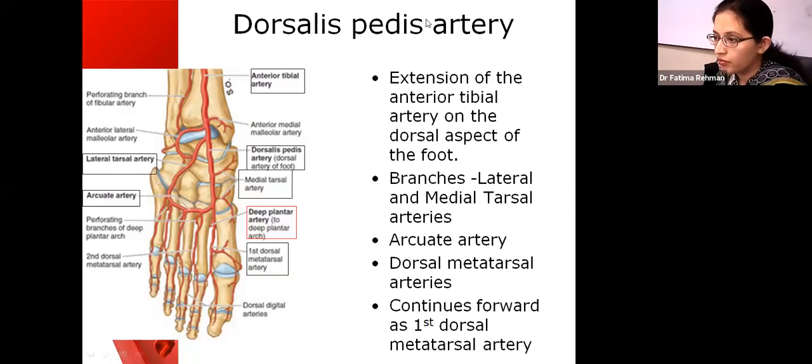The arteries forming the genicular anastomosis are the descending genicular branch of the femoral artery, and the superior, middle, and inferior genicular branches of the popliteal artery. They are responsible for forming the genicular anastomosis.